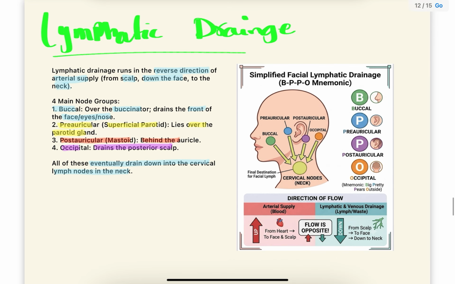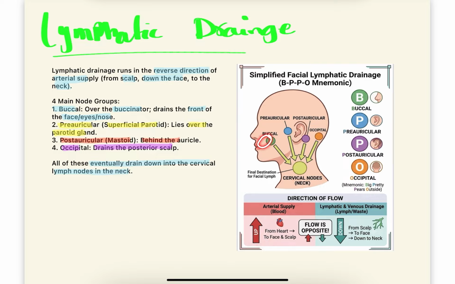Now, let's move on to talking about the lymphatic drainage. So the lymphatic drainage is basically the opposite to the arterial pathway. Meaning what? Meaning that it goes down. It goes from the scalp to the face to the neck. Whereas the artery goes from the heart to the face to the scalp. It goes up. Now we have four of them.